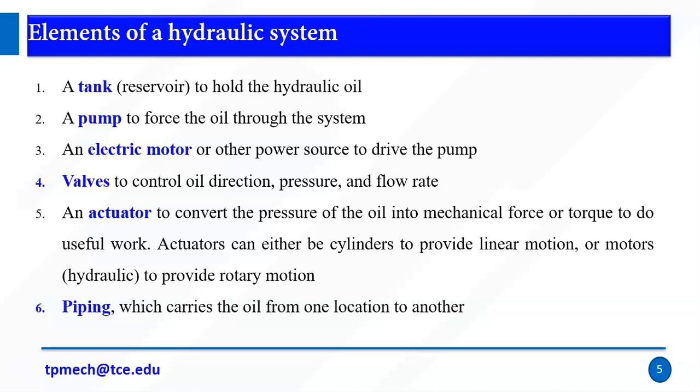So an actuator can be linear or rotary, right? If the actuation movement is linear, then we say it's a cylinder, a linear cylinder. If the actuation is rotary, then we say it's a motor, right? So we have the actuator. Finally, we have a connecting device called a pipe. It is used to connect various elements in a hydraulic system, right? So these are the general components.